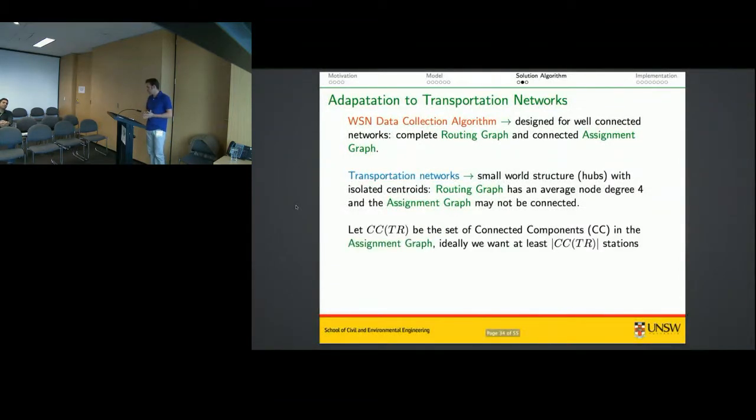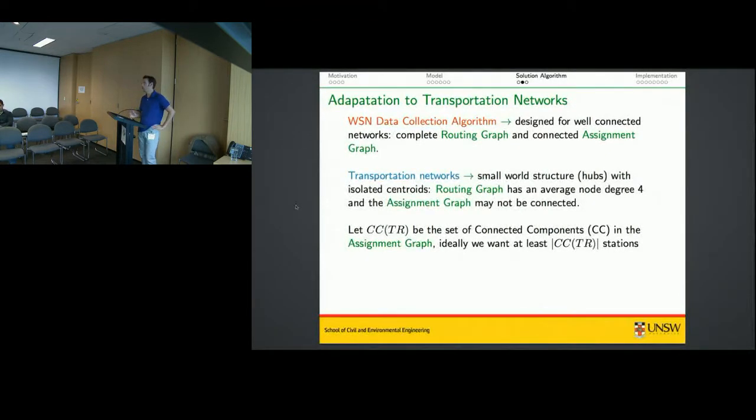So we decided to adapt the algorithm by looking at the number of connected components within the transportation network. Of course, that will depend on the transit range. For every value of the transit range, TR, we have a number of connected components in the assignment graph. Basically, any edge which is longer than TR is removed, and you count how many pieces of connected network you have. Ideally, we would like to visit every connected component because the algorithm was conceived like that.